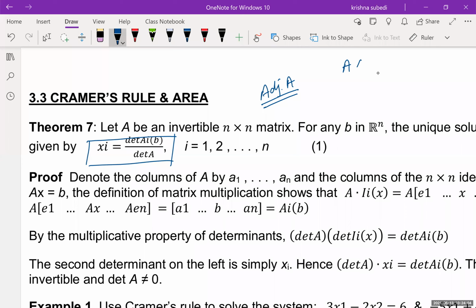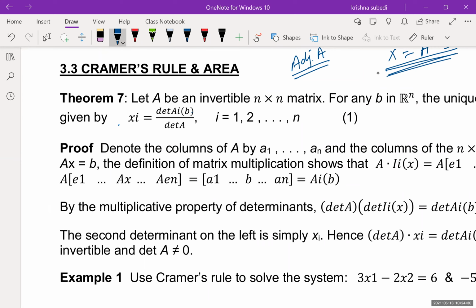So when we have AX equals B, then X can be written as A inverse B. So we already learned so many methods, right? This method is another method we learned. And today we learn another method to solve the system. And that is what we call Cramer's rule. And here is the formula. Xi equals determinant of A_i(b) over determinant of A. i represents 1, 2, all the way up to n.